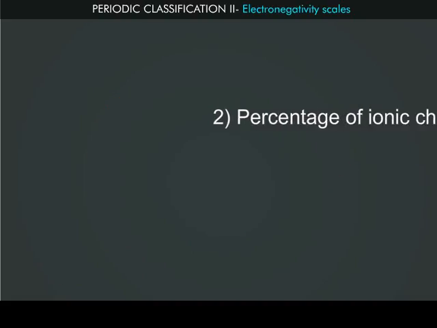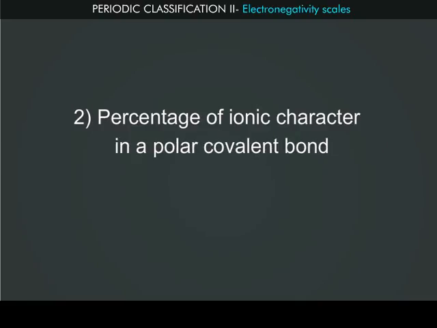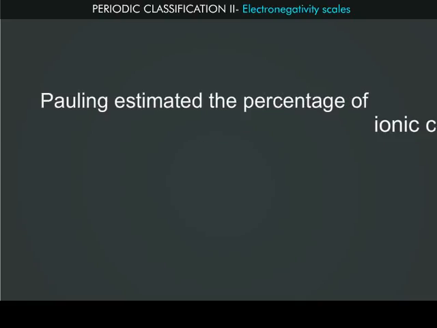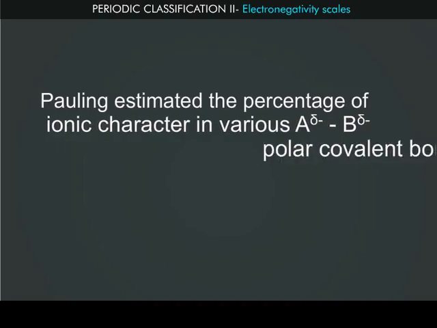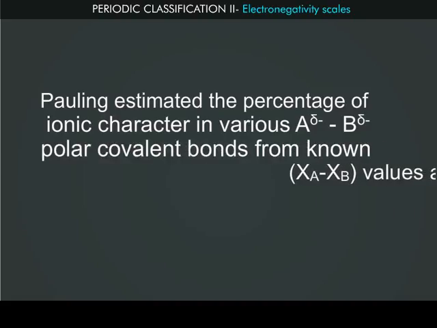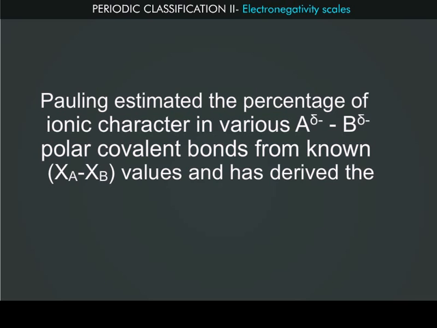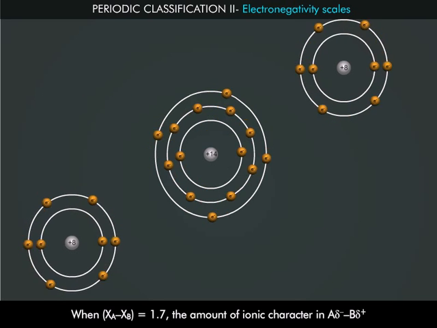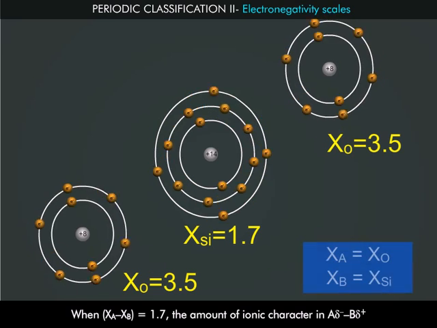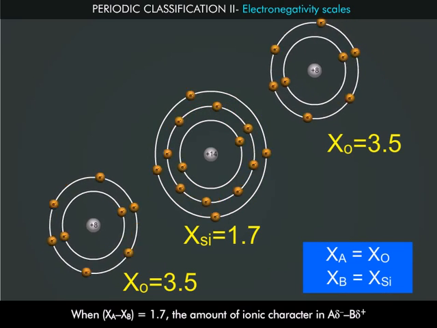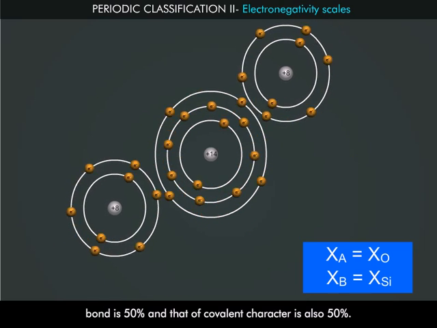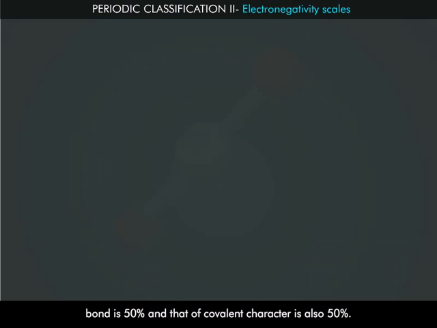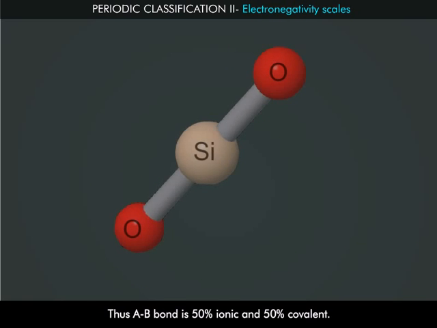2. Percentage of ionic character in a polar covalent bond. Pauling estimated the percentage of ionic character in various A δ- - B δ+ polar covalent bonds from known Xa minus Xb values and derived the following conclusions. When Xa minus Xb is equal to 1.7, the amount of ionic character in the A δ- - B δ+ bond is 50% and that of covalent character is also 50%. Thus, the A-B bond is 50% ionic and 50% covalent.